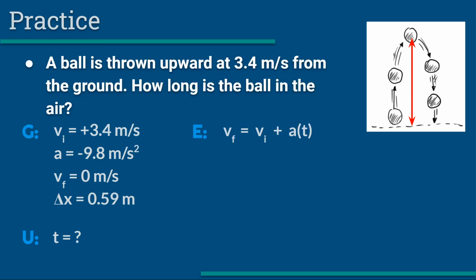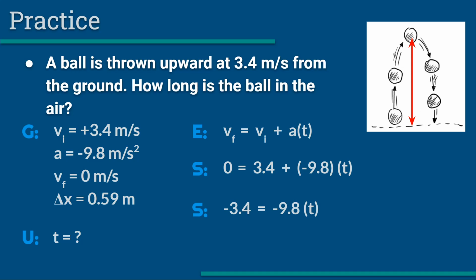VF equals VI plus A times T. Substituting in, that is 0 equals 3.4 plus negative 9.8 times T. If I subtract 3.4 from both sides, I get negative 3.4 equals negative 9.8 T, and then I'm going to divide both sides by negative 9.8. Negative 3.4 divided by negative 9.8 is 0.347 seconds, but again, that is only the time it takes to get up to the top.